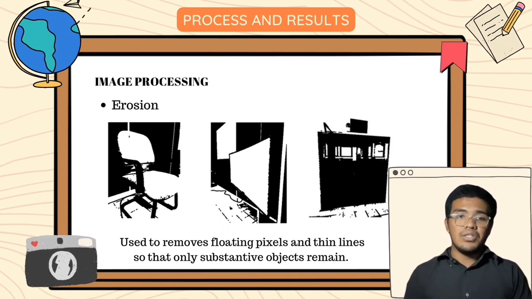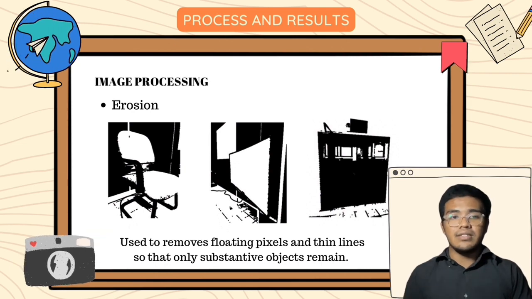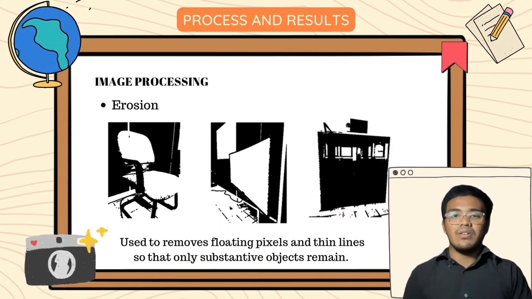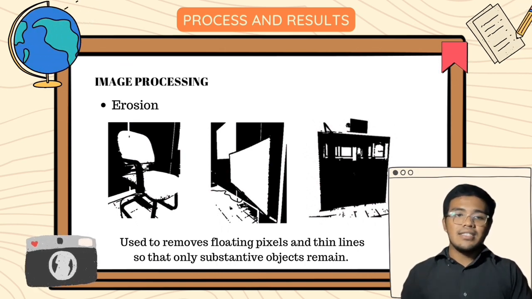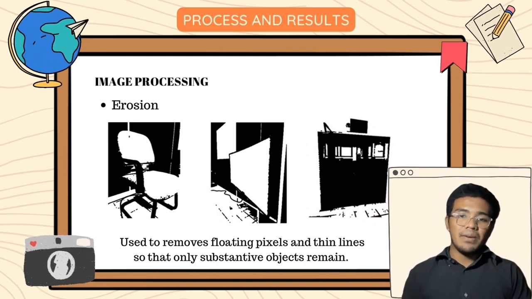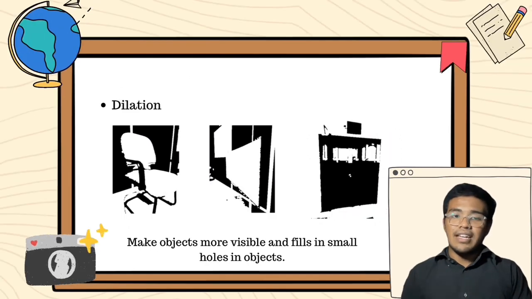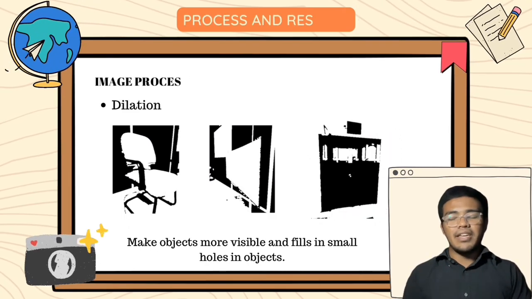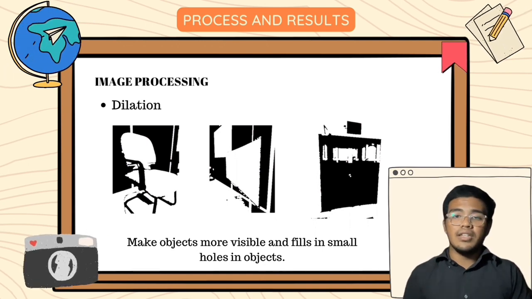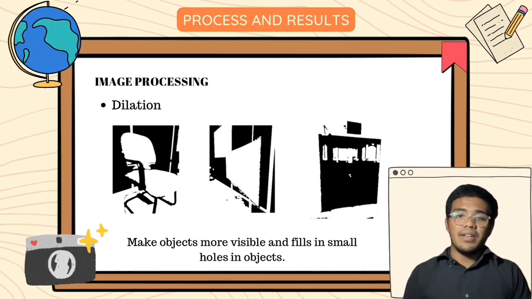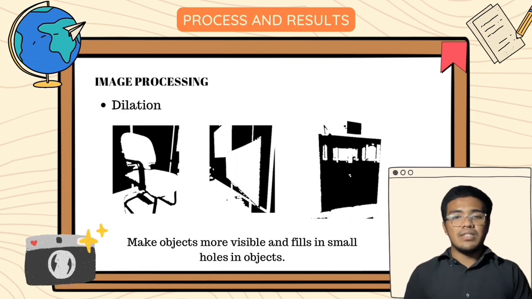The erosion is used to remove floating pixels and thin lines so that only substantive objects remain. Remaining lines appear thinner and shapes appear smaller. Dilation is basically making objects more visible and fills in small holes in objects. Lines appear thicker and filled shapes appear larger.